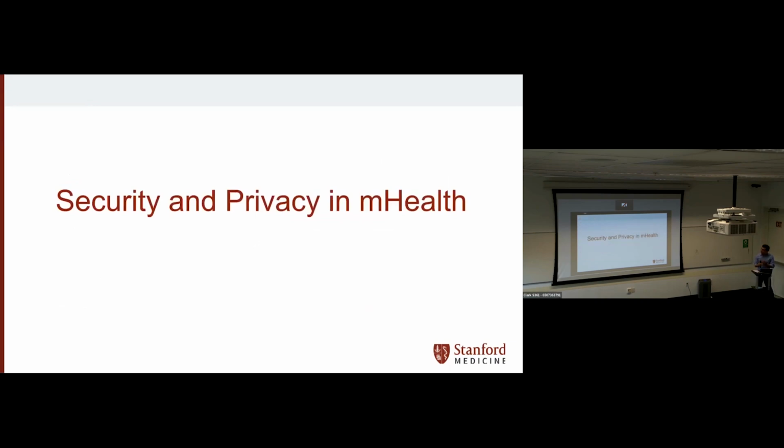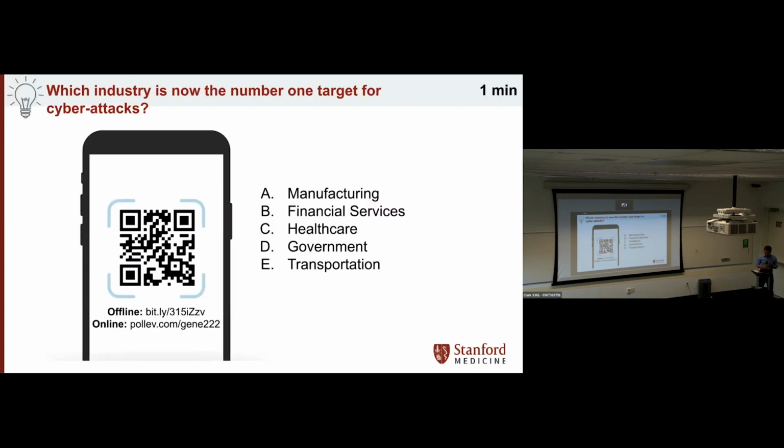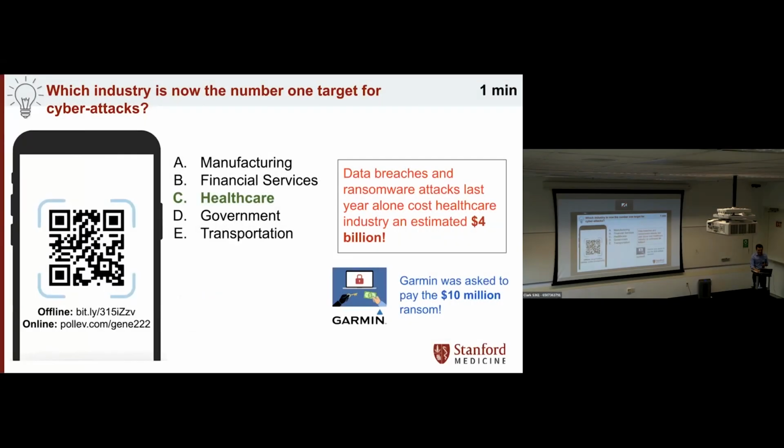So now we'll want to focus on security and privacy in mHealth, which is again the foundation of any app, especially when you are dealing with medical and health applications. So let's just start with this question: which industry do you think is the number one target for cybersecurity attacks? So the answer is healthcare.